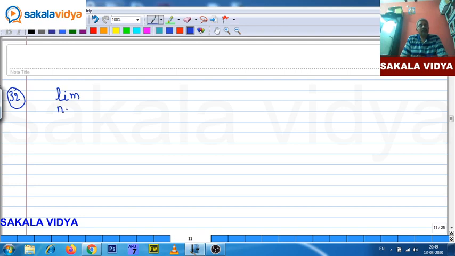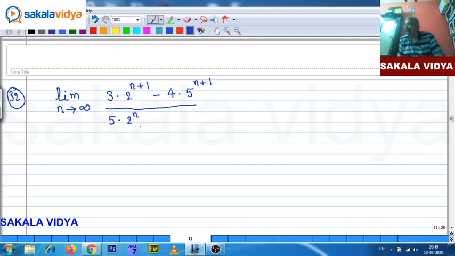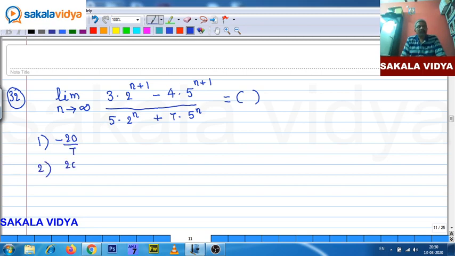Okay. Limit n tends to infinity of (3 into 2 to the power of n plus 1 minus 4 into 5 to the power of n plus 1) upon (5 into 2 to the power of n plus 7 into 5 to the power of n) equals: first option minus 20 by 7, second option 20 by 7, third option is 10 by 7, fourth option is minus 10 by 7.